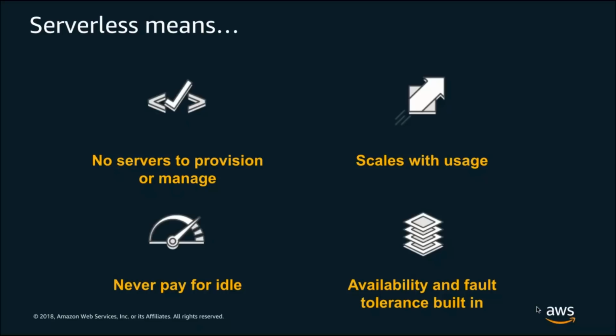And then lastly, availability and fault tolerance built in. For us here at AWS, we have a concept of regions and availability zones. Typically, when you're building an application inside of AWS, you are building across typically what we call 2 or more availability zones inside of a region. In the case of serverless products, that high availability and fault tolerance is going to be built in.